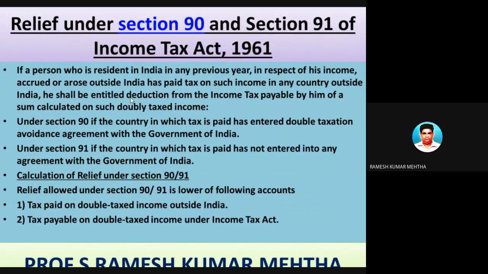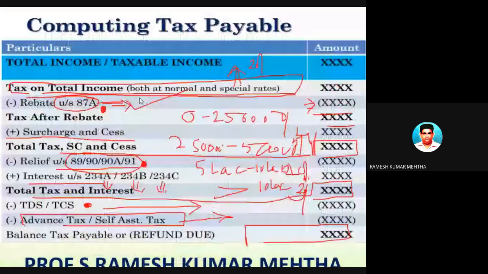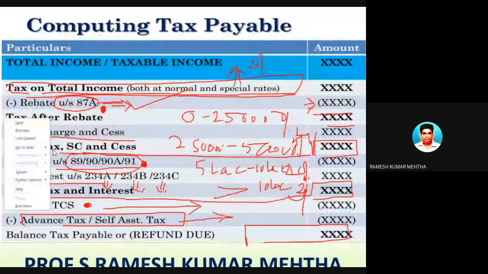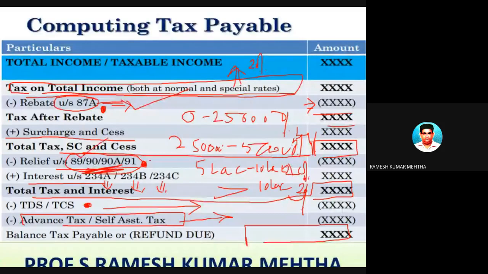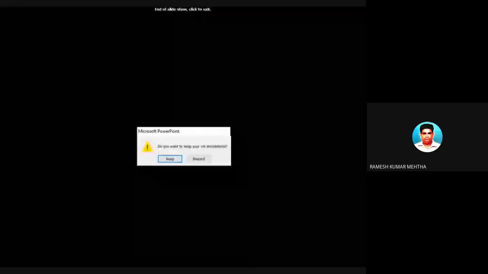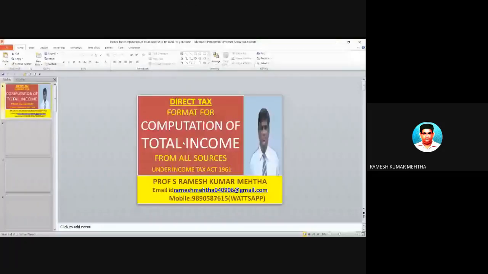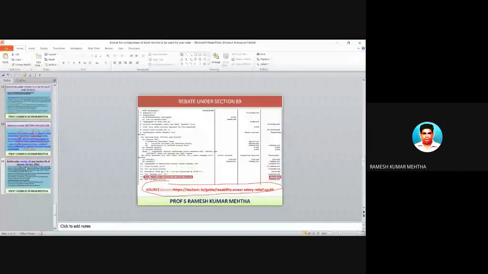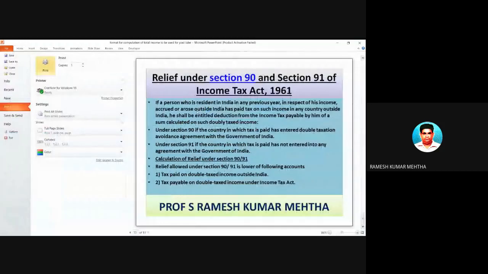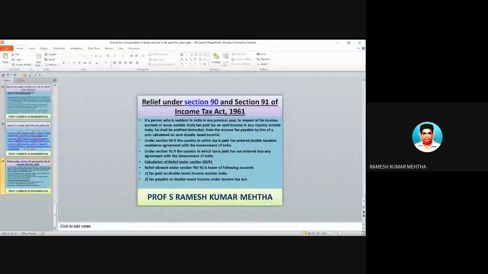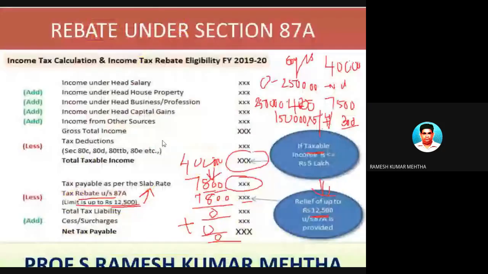So already in the format we have seen, if you remember, section 90 and 91. We have already seen 89. Now it is time to talk about the deduction under the last point, which is section 90 and 91. So let's take up for discussion the importance of sections 90 and 91.